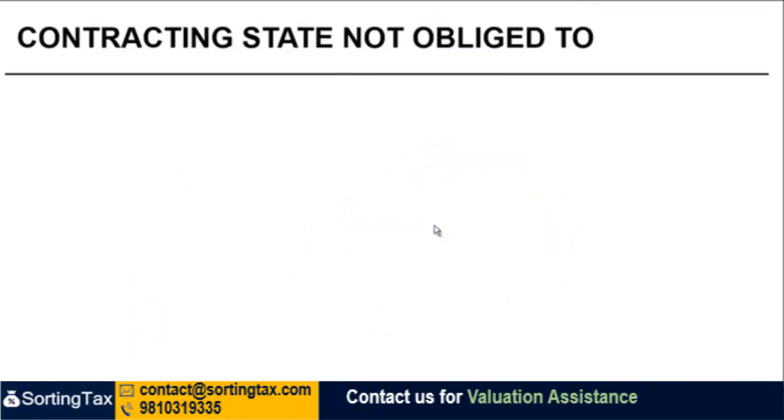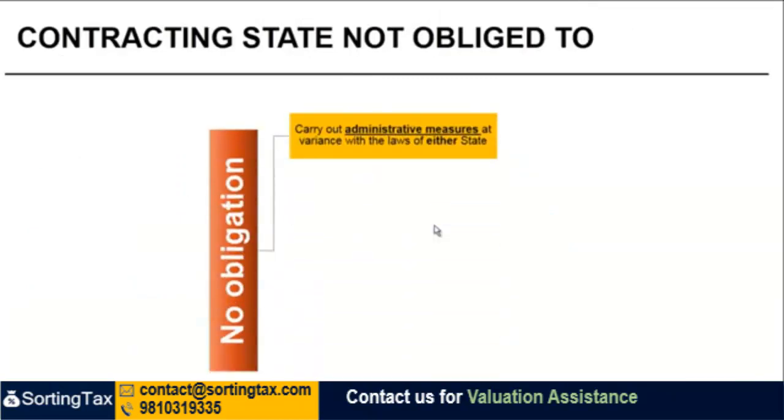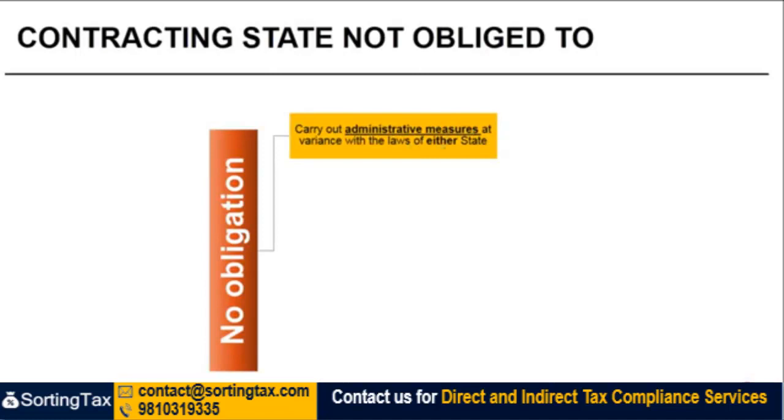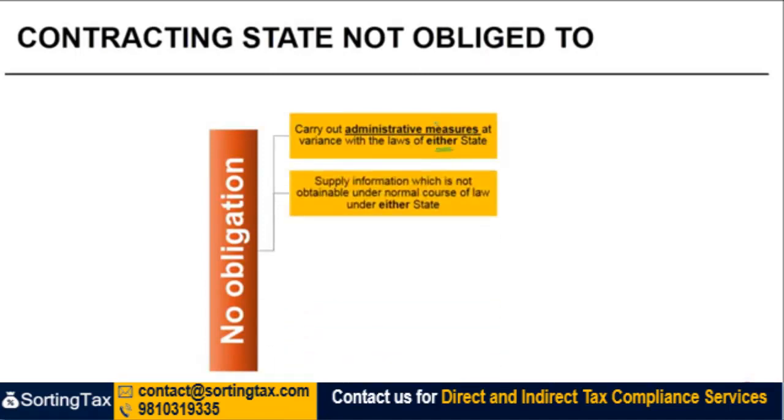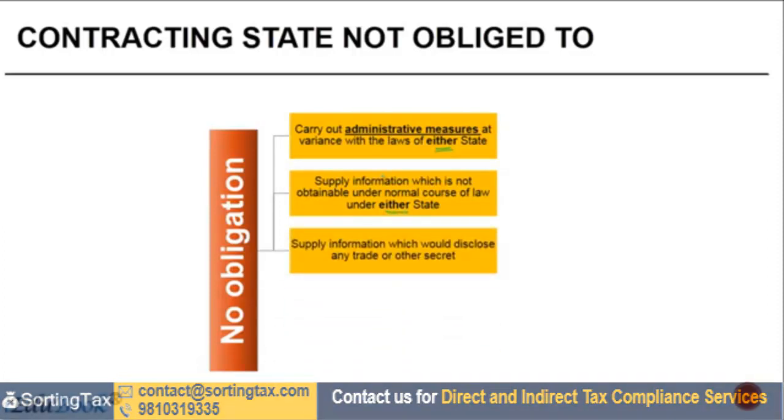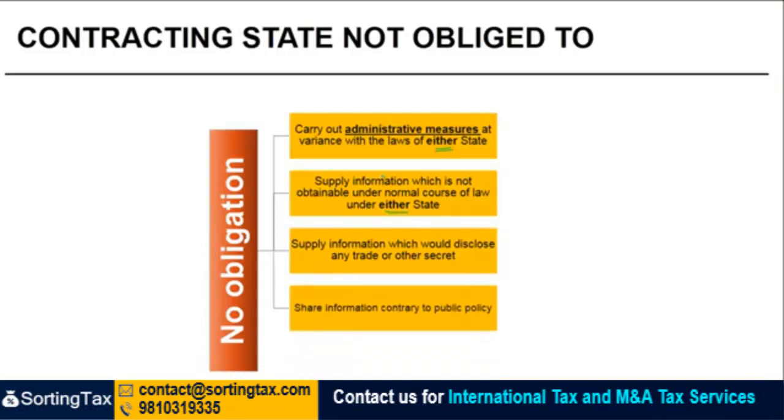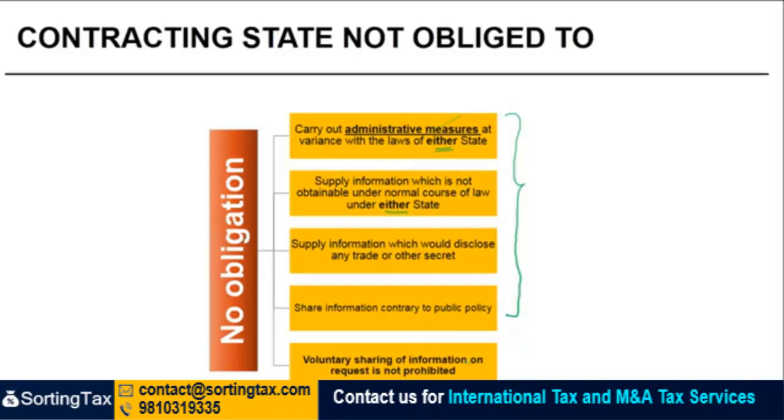So the contracting state is not obliged to carry out administrative measures at variance with the laws of either state, supply information which is not obtainable under the normal course of law of either state, supply information which would disclose any trade or business secret, or share information which is contrary to public policy. However, one thing you need to note is that even if these conditions are applicable, in case a country really wants to share certain information on a voluntary basis, it is not prohibited.